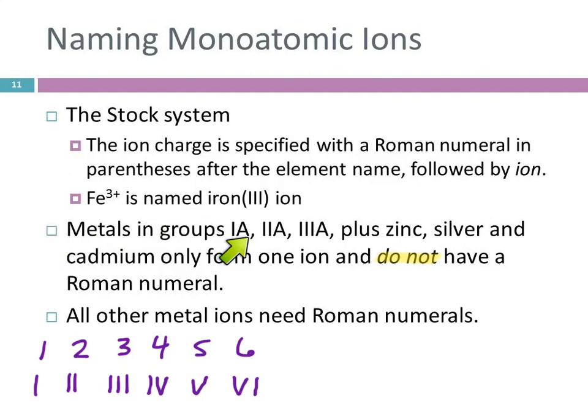The metals in groups 1A, 2A, 3A, plus these 3 guys, only form 1 ion. Because they only form 1 ion, they're predictable. All we need is the periodic table to see what their charge is. We're not going to write a Roman numeral. If you write a Roman numeral where you're not supposed to, it's going to be marked incorrect. So you remember this: groups 1A, 2A, 3A, zinc, silver, and cadmium. That's a short list, right? You can remember that. All the other metals need Roman numerals.